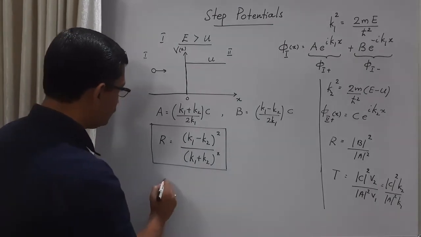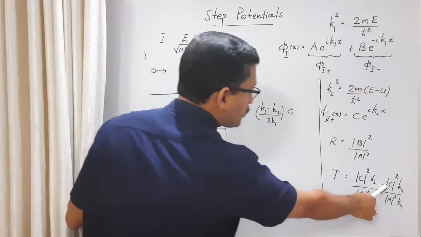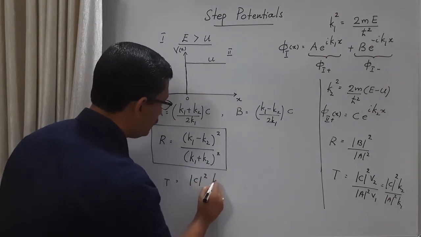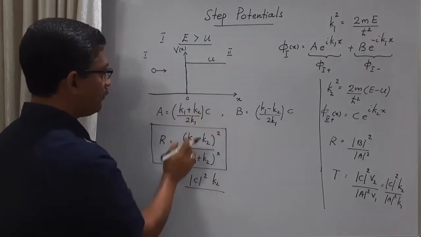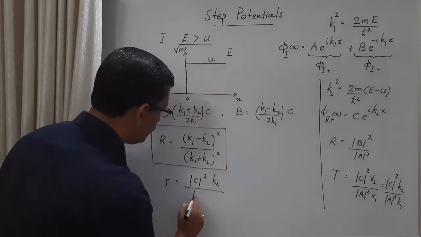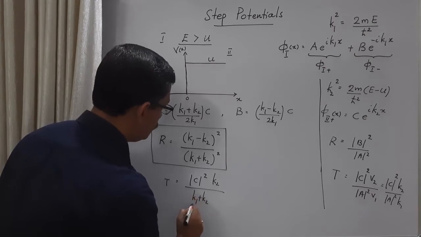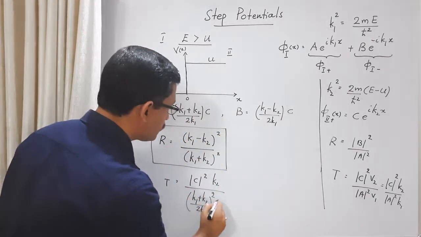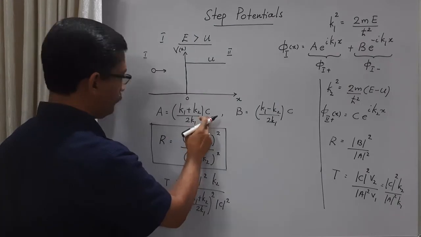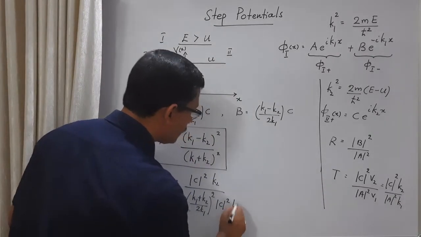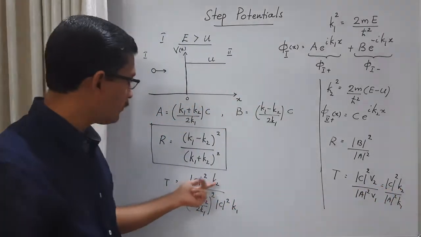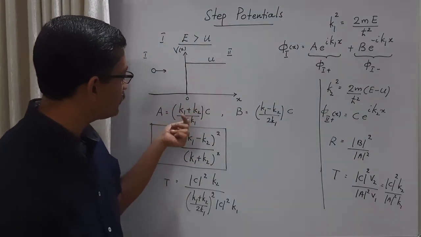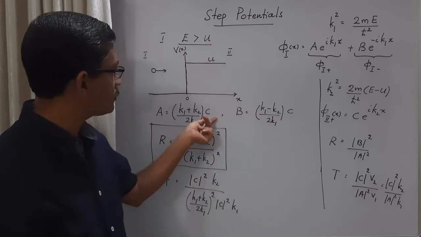What about transmission probability? Transmission probability is mod c square k2 by mod a square k1. So I can write this as mod c square k2 divided by mod a square k1. What is mod a square? We have (k1 plus k2) by 2k1 whole square times mod c square, and k1 is also there in the denominator. Mod c square k2, I have written like that, and mod a square I have written in terms of mod c square, that is the square of (k1 plus k2) by 2k1 times mod c.